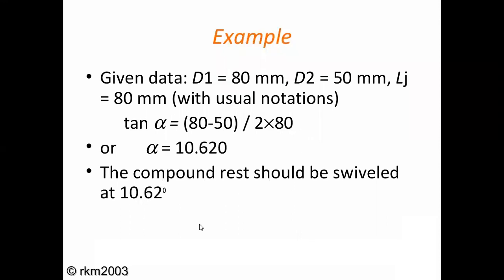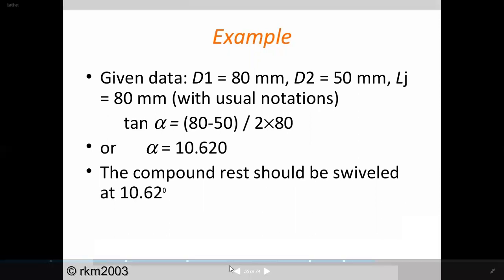So by substituting those values in your formula, tangent of alpha is capital D1 minus small d2 divided by 2L. Diameter D1 is given, D2 is given, L length is given. So by substituting these values, we can find out tangent of alpha, so alpha is equal to 10.62 degree when we take the tan inverse of that value. So the compound rest should be swelled at this alpha angle.